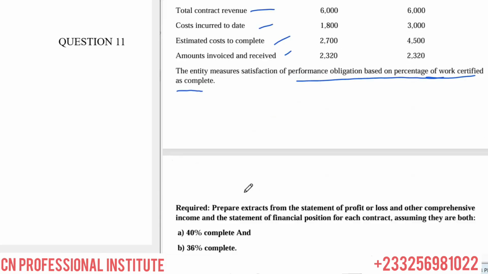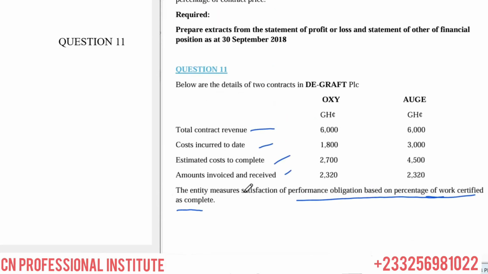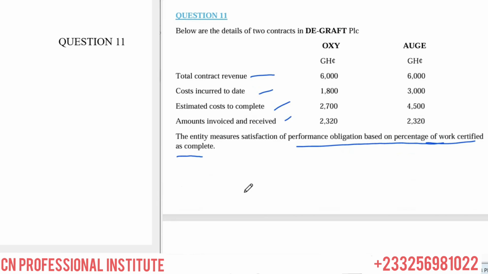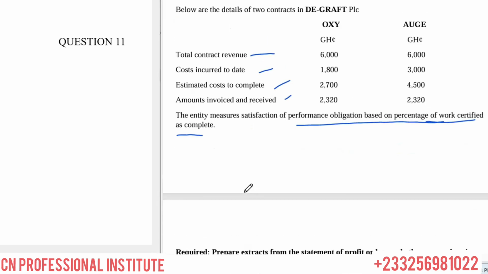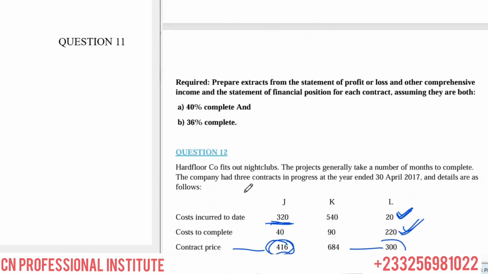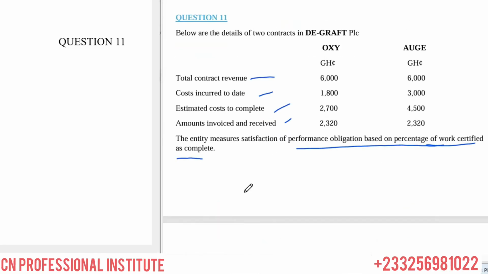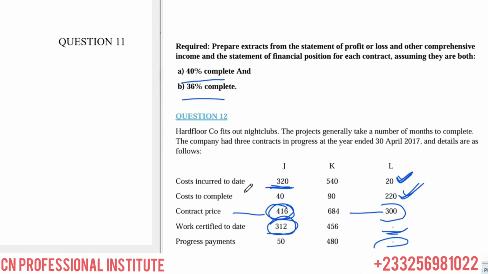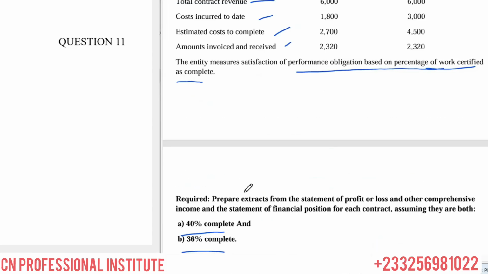as complete. So what are they telling us? They are telling us that they are using the output method, that's work certified as complete. And the requirement is what? Prepare extract of the statement of profit or loss and other comprehensive income and the statement of financial position for each contract, assuming they are both A, 40% complete, and B, 36% complete. So here we have two contracts, Oxy and Oge, and A is we have to use progress of 40% and B, progress of 36%. So progress has been given already. Don't waste your time to compute the progress. They said we should use this progress.